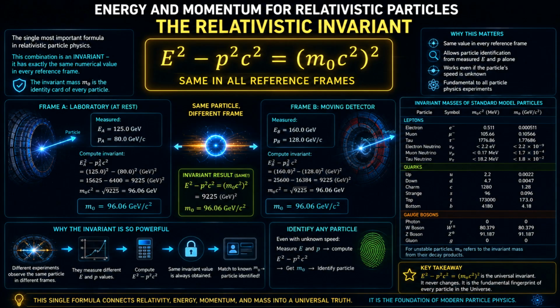This is powerful because different experiments measure the same particle from different frames, and the invariant mass is always preserved. It means that even if a particle is moving at a completely unknown speed, you can identify it purely from its measured energy and momentum by computing the invariant and comparing it to known particle rest masses. It is the identity card of every particle in the standard model.